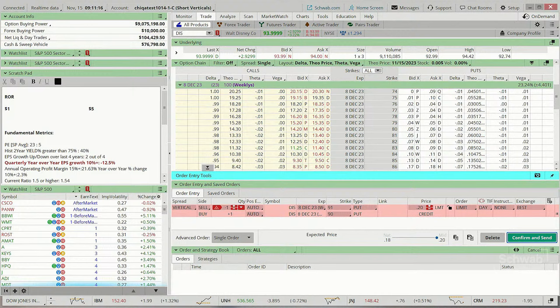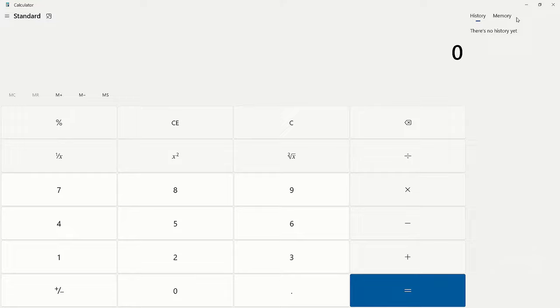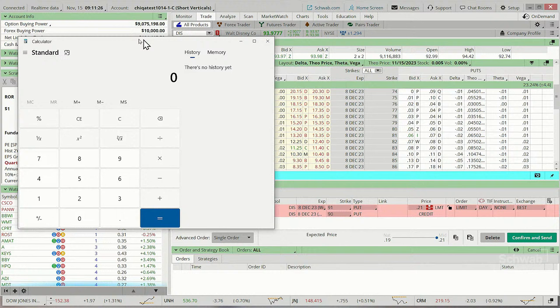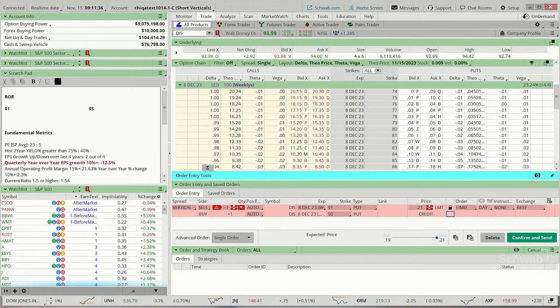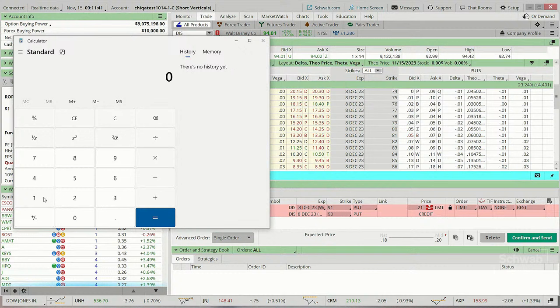Let's bring up a calculator and calculate our return on risk when we are $1 wide. Again, just to remind investors that the theoretical risk on a short vertical is the distance between the strike prices minus the credit. I'm going to lock that in at 21 so it's not bouncing around so much. We're $1 wide, so I'm going to take 100 and subtract from that our credit, which is 21. This is our theoretical maximum loss, which is 79. If I want to calculate my return on risk, I take the 21, divide it by the 79, and I get a 26% return on risk.